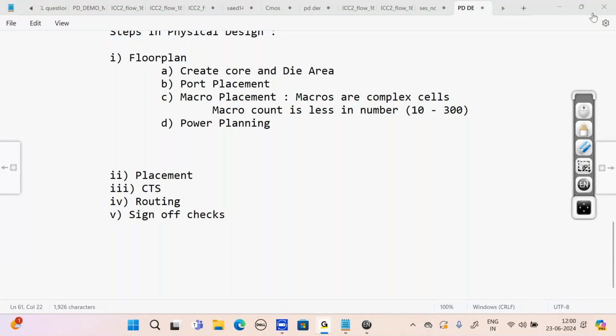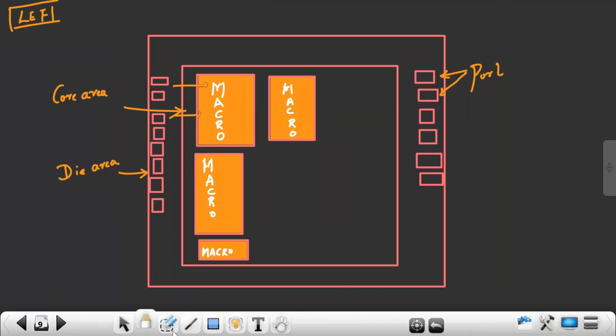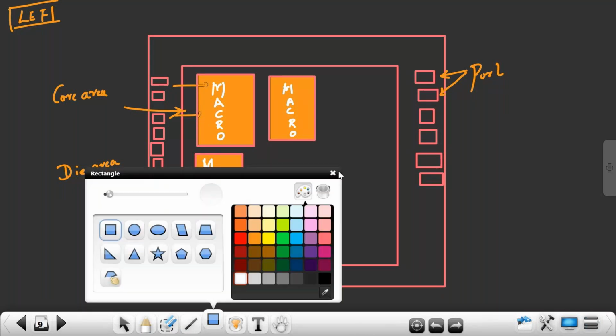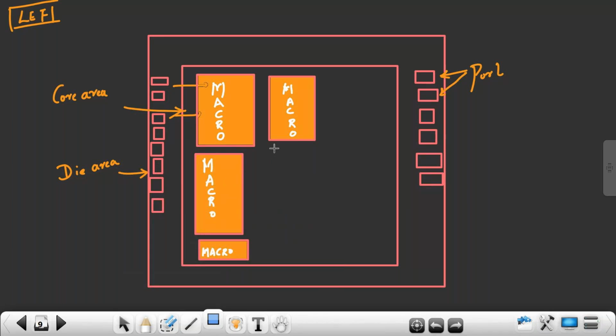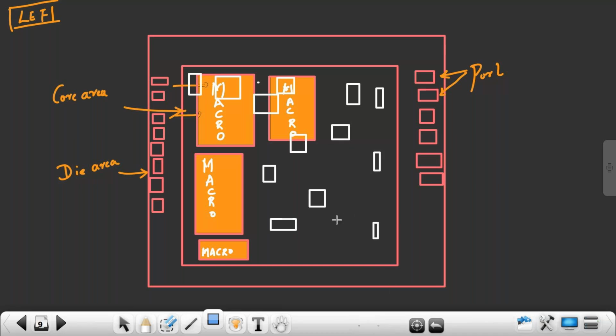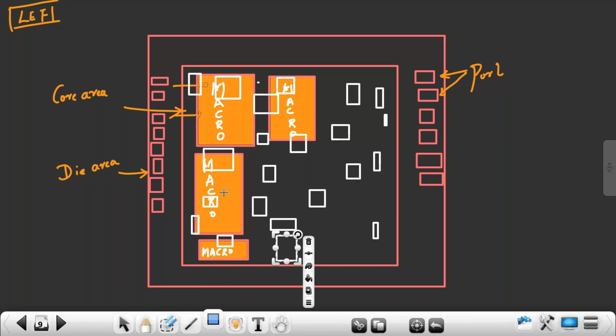See, macros are placed first because they are less in count. If standard cells are placed first, the standard cells will occupy all the regions, because they are more in count. Standard cells are smaller in size, and macros are bigger in size because it's a big design. If I do the standard cell placement first, my standard cells will occupy like this. Then, imagine I don't have macro placement yet, where is the place for macros?